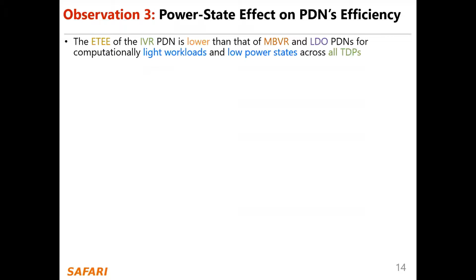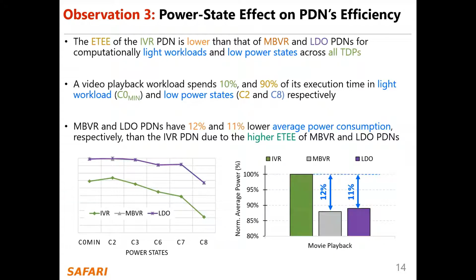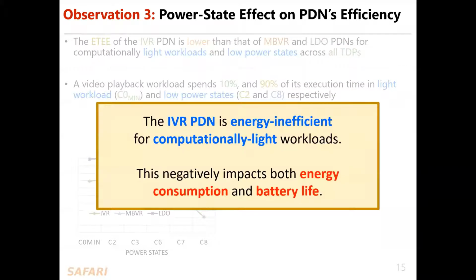The end-to-end efficiency of IVR PDN is lower than that of MBVR and LDO PDNs for computation-light workloads and low power states across all TDPs. A video playback workload spends 10% and 90% of its execution time in light workload and low power states respectively. MBVR and LDO PDNs have 12 and 11% lower average power consumption respectively than the IVR PDN due to higher end-to-end efficiency of MBVR and LDO PDNs. We conclude that the IVR PDN is energy inefficient in computational light workloads. This negatively impacts energy consumption and battery life.